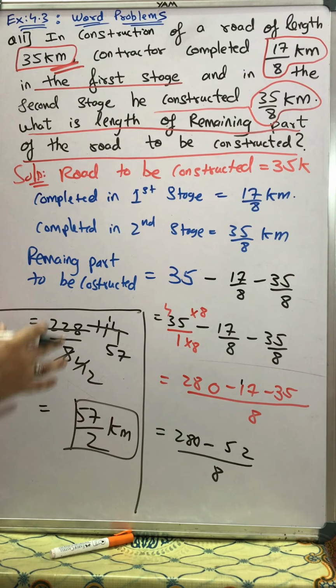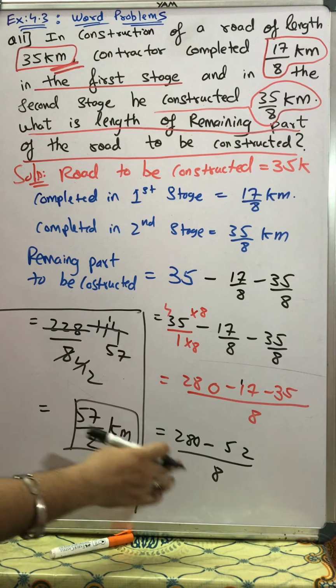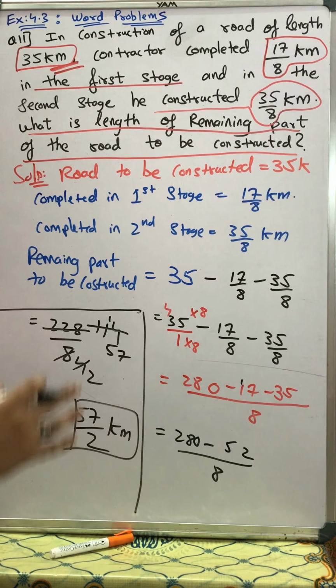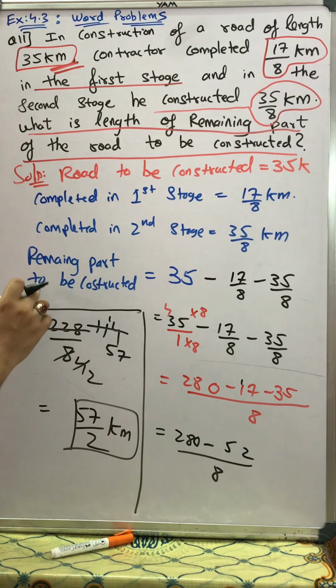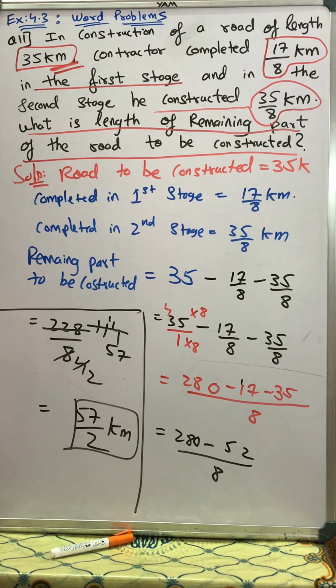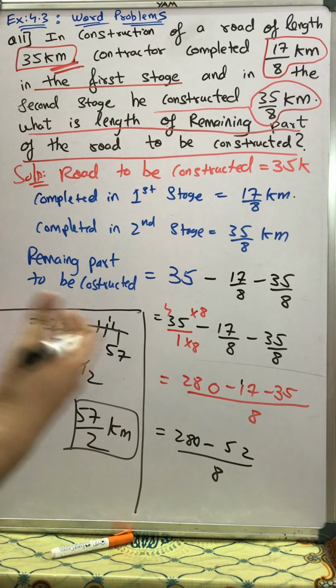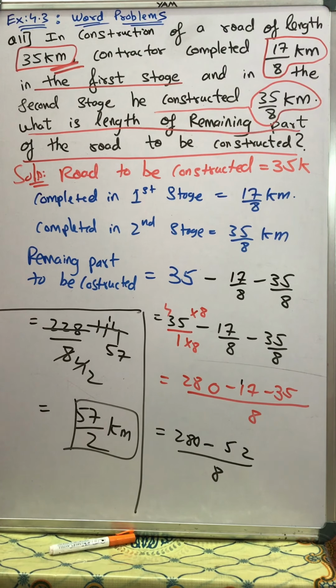Students, once again I repeat, I did not have place, so you will go one below another vertically. This will come below it. So the road yet to be constructed, or the remaining part to be constructed, is 57 upon 2 kilometers. Okay. You can even give the answer in decimal or in mixed fraction, but if you write in this form also, it's correct. Pause the video please and start doing it.